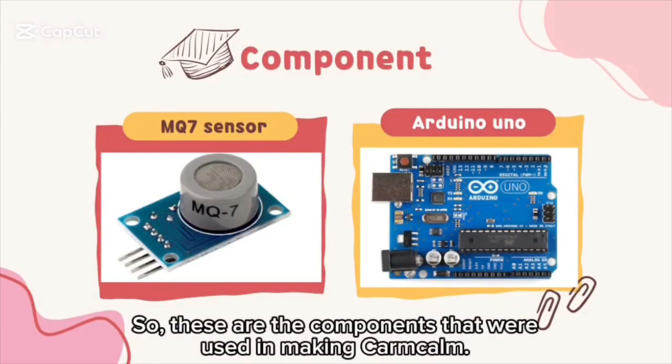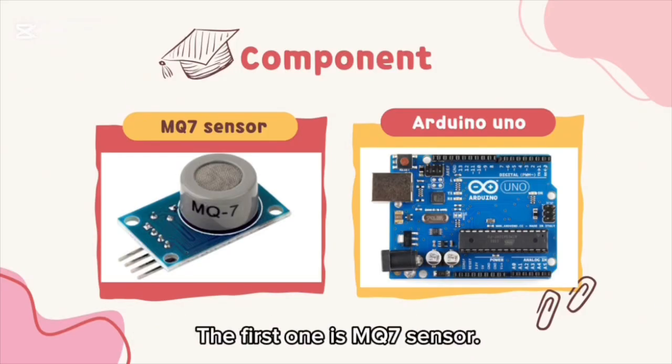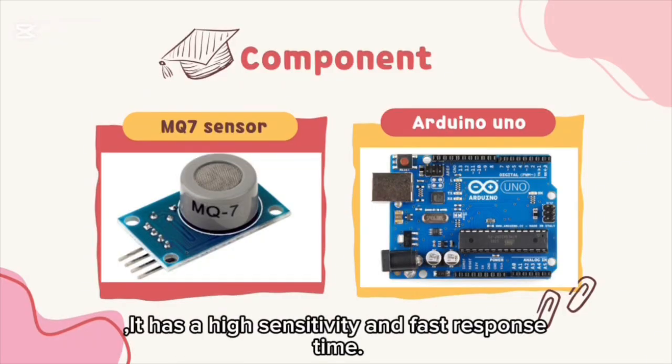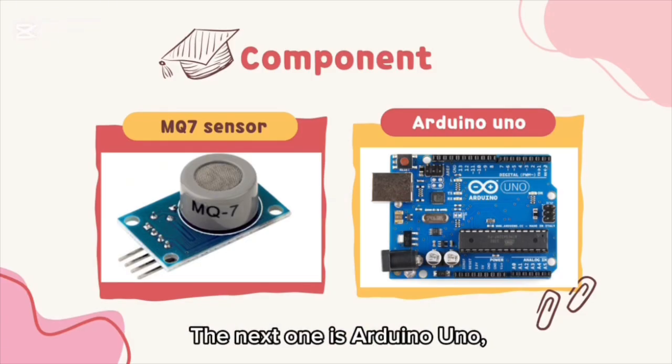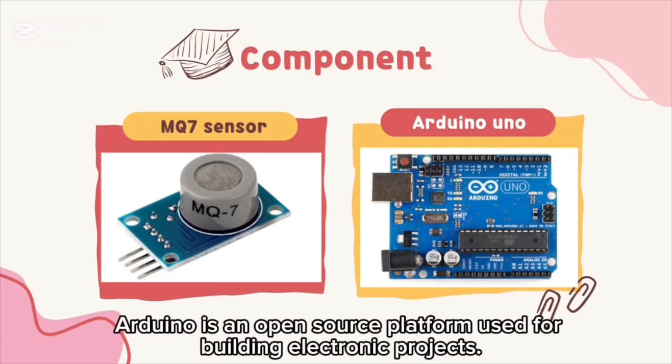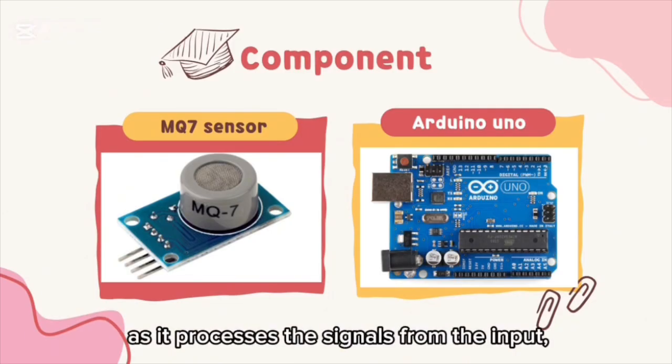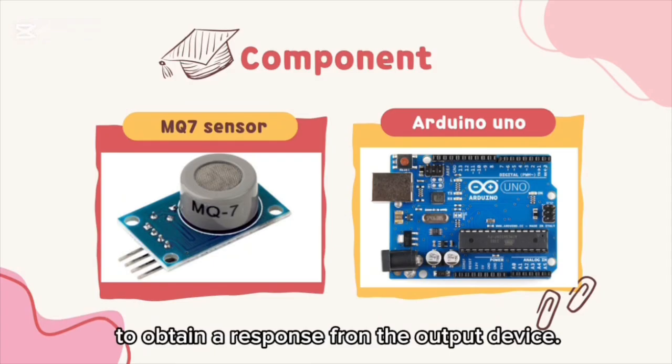So, these are the components that we use in making CamCam. The first one is MQ7 sensor. MQ7 sensor is a sensor that is specifically used to detect carbon monoxide. It has a high sensitivity and fast response time. The next one is Arduino Uno. Arduino is an open source platform used for building electronic projects. Arduino will be the main component for our product as it processes the signals from the input to obtain a response from the output device.